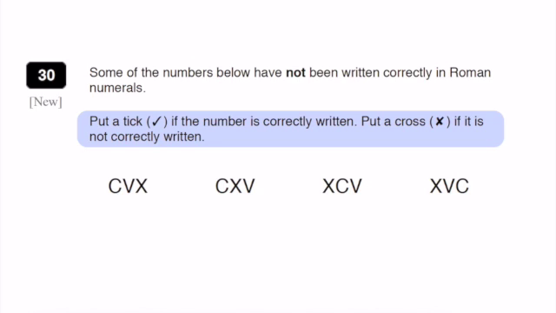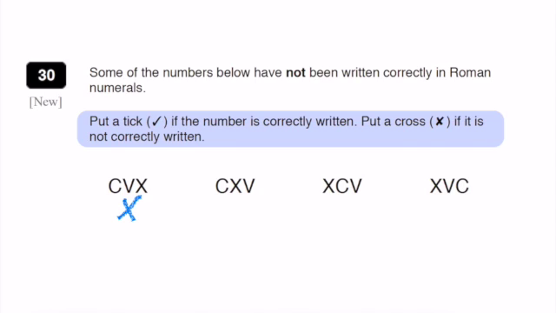Okay, let's take a look at this first one. So CVX, C is 100, and then V is 5, and then X is 10. Now, maybe this person thought that the V made a 5. Maybe this person thought that this was 150, 160. Maybe they thought 100 and then a 5 and then a 10 is 60. So that's obviously wrong. The V would have to come after the X and it would be 115. So I'm going to put a cross next to this one.